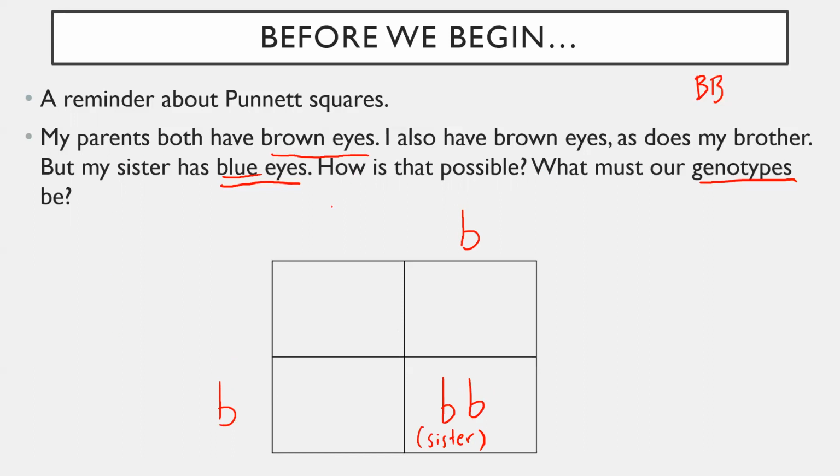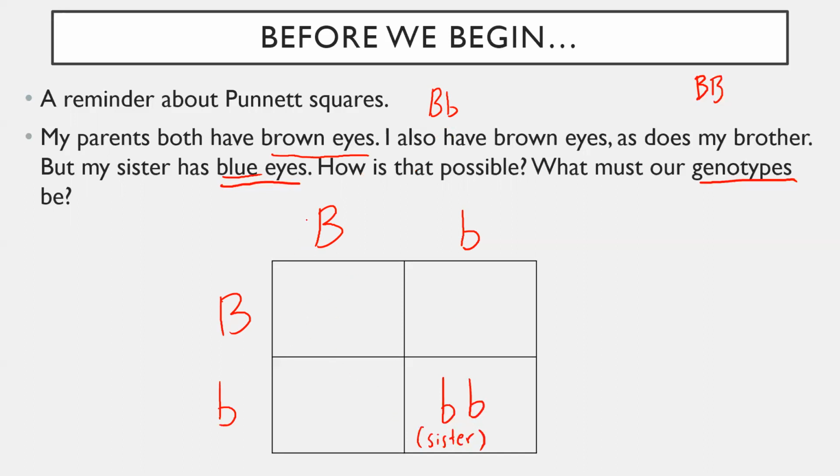Brown, of course, is a dominant trait, so they must be carrying, obviously, that dominant brown eye gene, or allele, I should say. So in other words, for my mom and my dad, I'm going to give them a capital B right here. Now that we know what the genotype is, so the genotype of both my parents is capital B, lowercase b, we can now fill in the rest of this Punnett square.